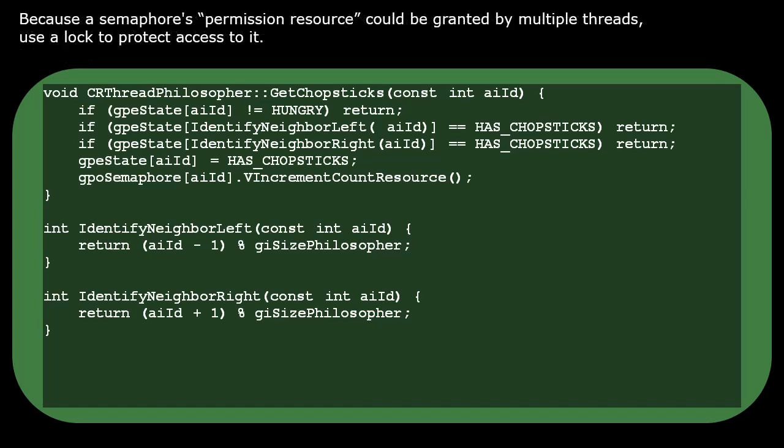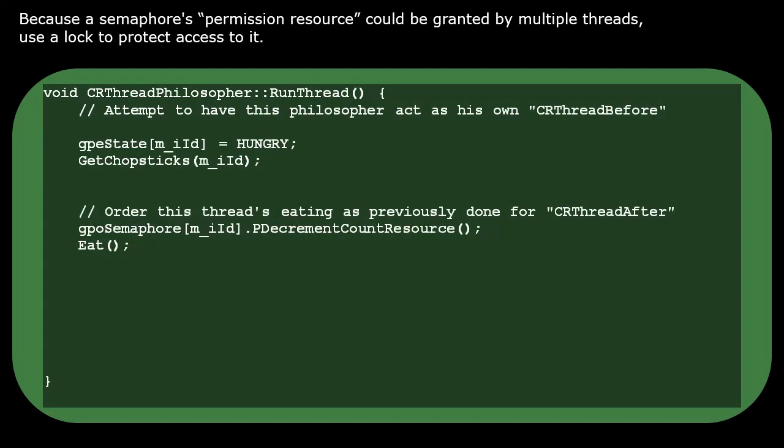These state variables can be accessed by multiple threads, so we need to be careful to protect access to them by using a lock synchronization primitive.